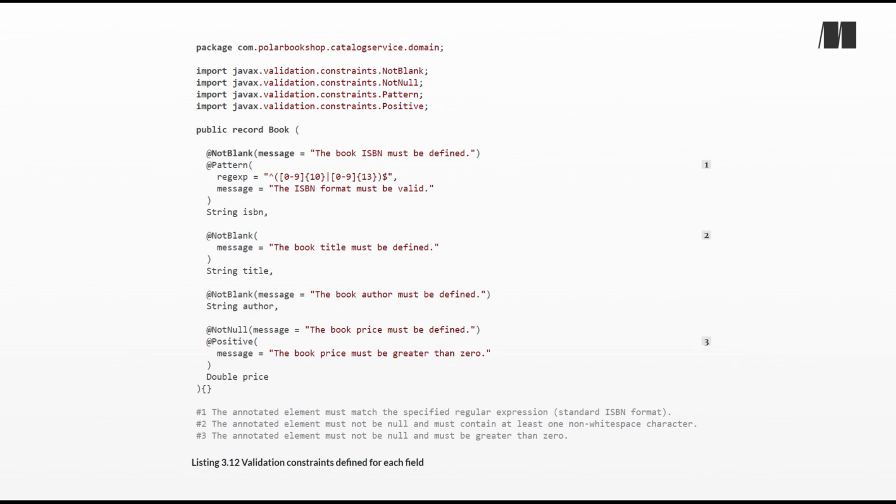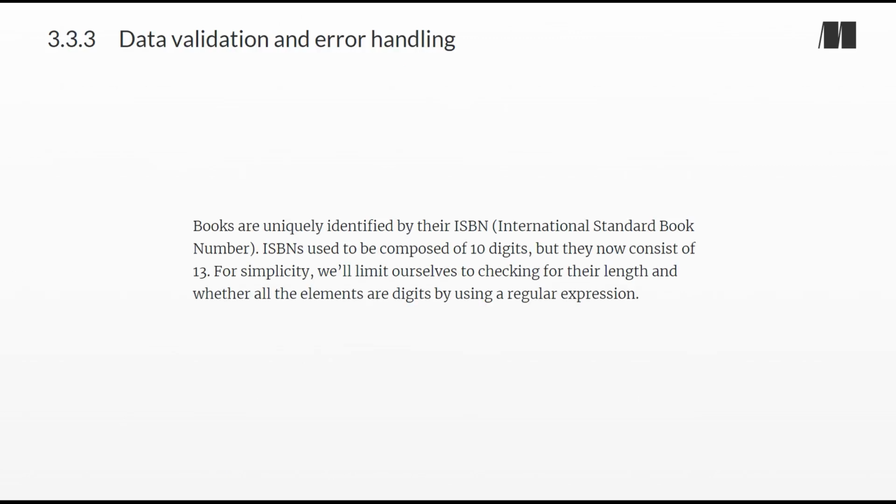You can now use the Java Bean Validation API to define validation constraints as annotations directly on the Book record fields. Listing 3.12. Validation constraints defined for each field. Note: books are uniquely identified by their ISBN, International Standard Book Number. ISBNs used to be composed of 10 digits, but they now consist of 13.